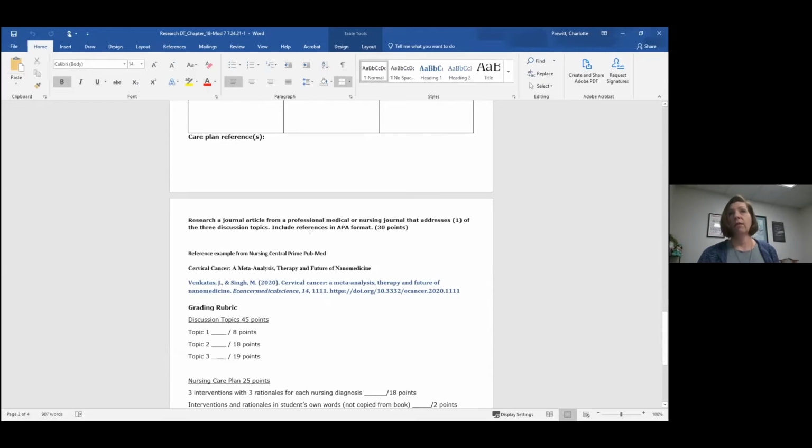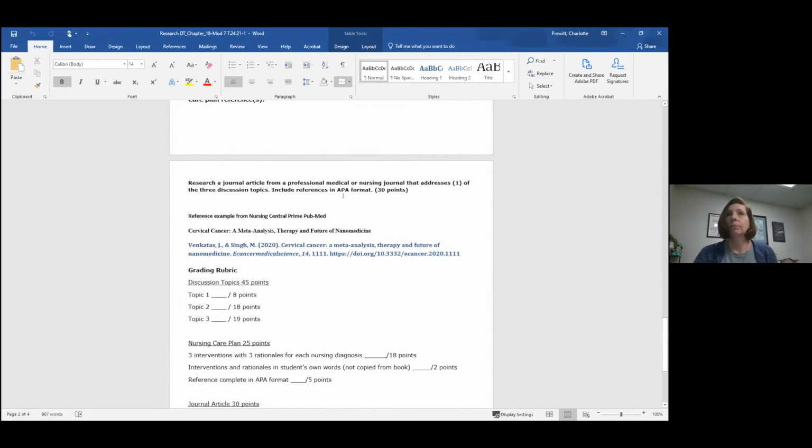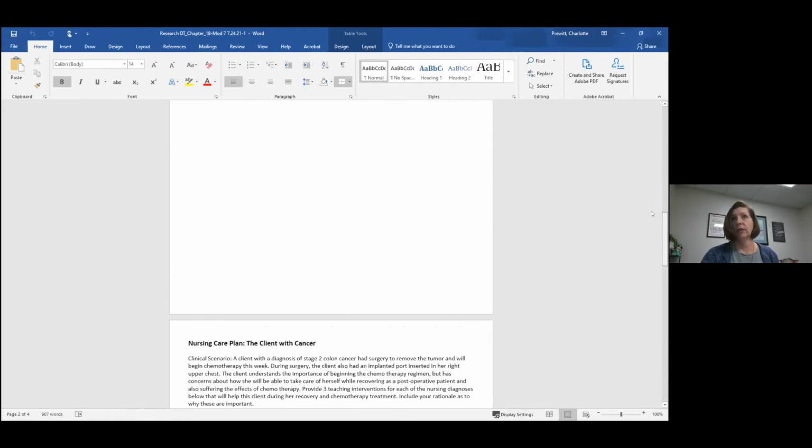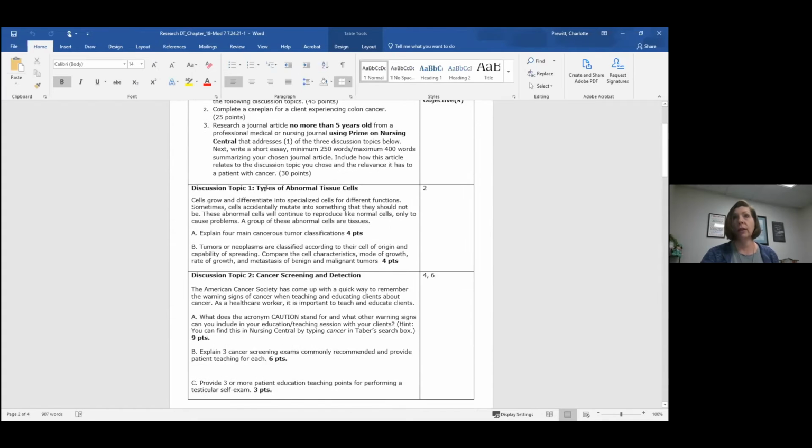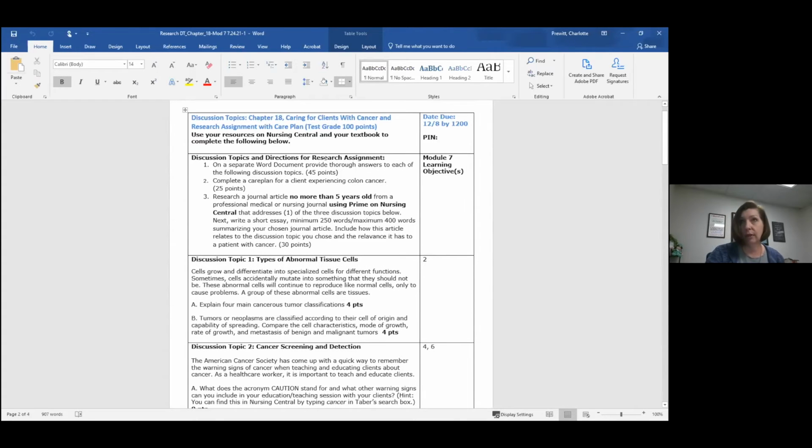Then I have them do a journal research article from a professional or medical journal, and I have them go to Nursing Central to do that. And I teach them how to look up PRIME journals. And then they will take that. It has to be a journal that's related to one of these three topics. So either cancer treatment, cancer screening, or abnormal cancer cells. They will find a journal that relates to that and then write a summary from that journal.